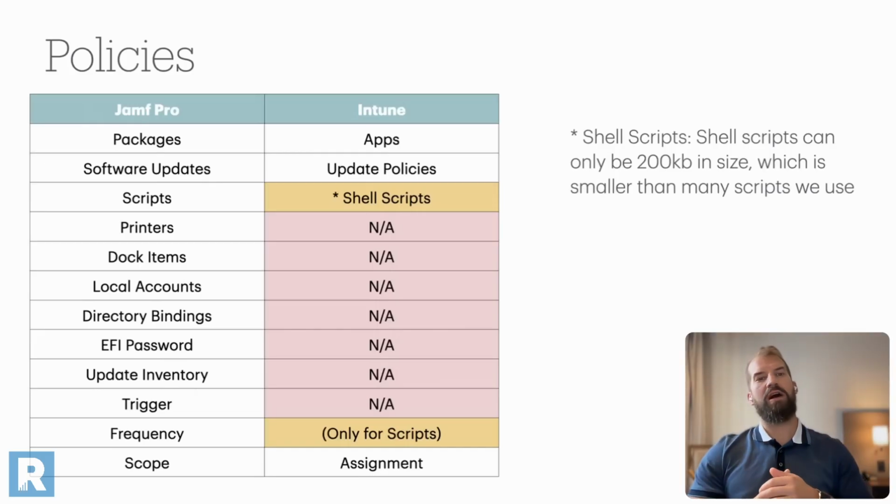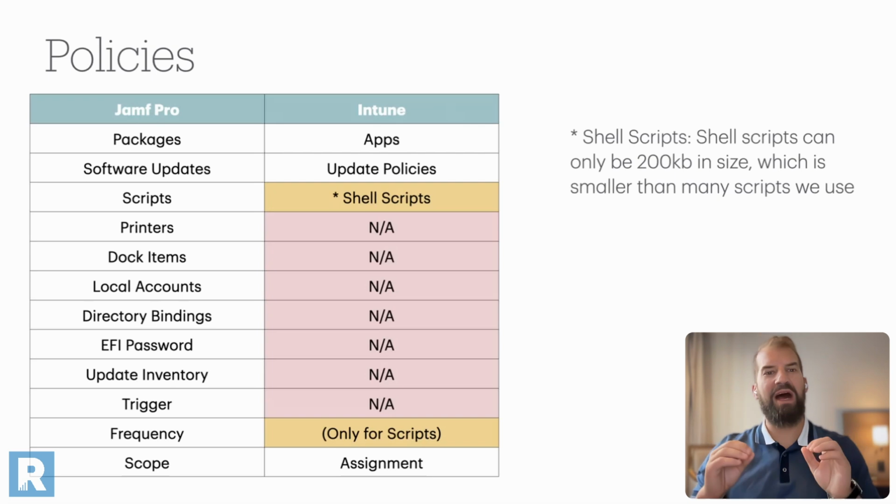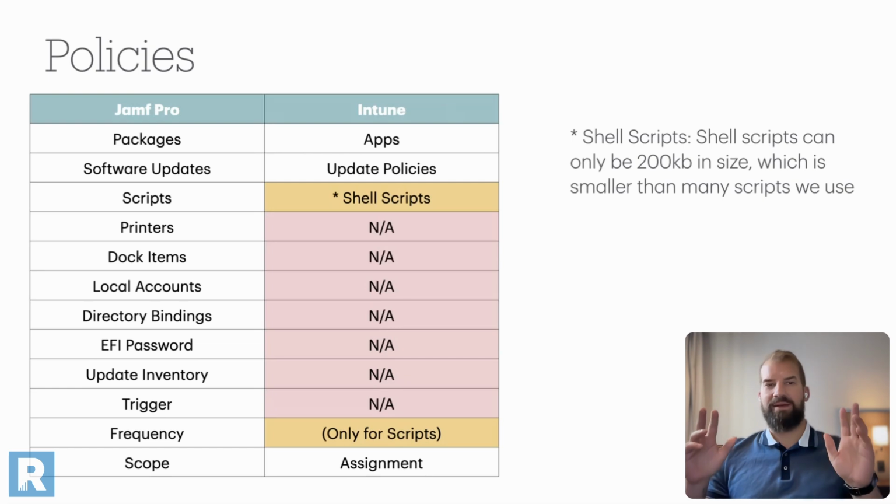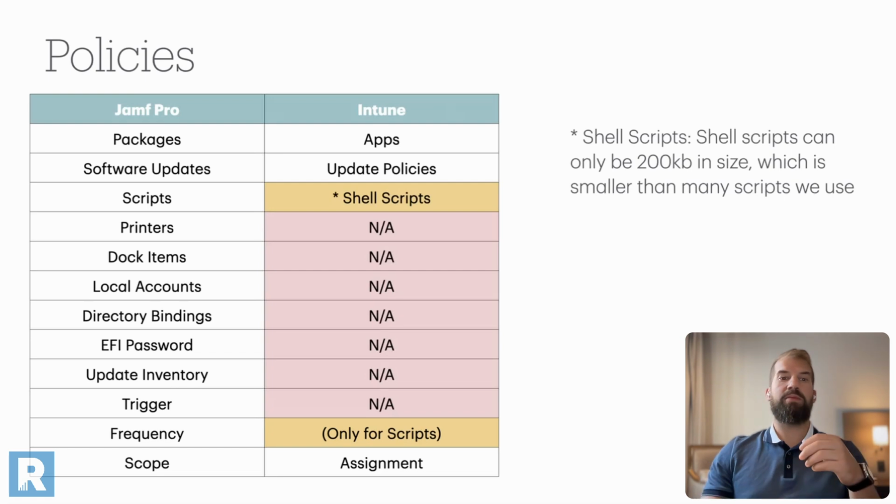We're going to start off by looking at probably the most powerful part of Jamf Pro, and that is policies. So Intune doesn't have any policy equivalent, but it has a couple different things that it uses. For instance, Jamf can deploy packages to devices using policies. Intune has apps that it deploys. Jamf has software updates that it can deploy, and Intune has update policies.